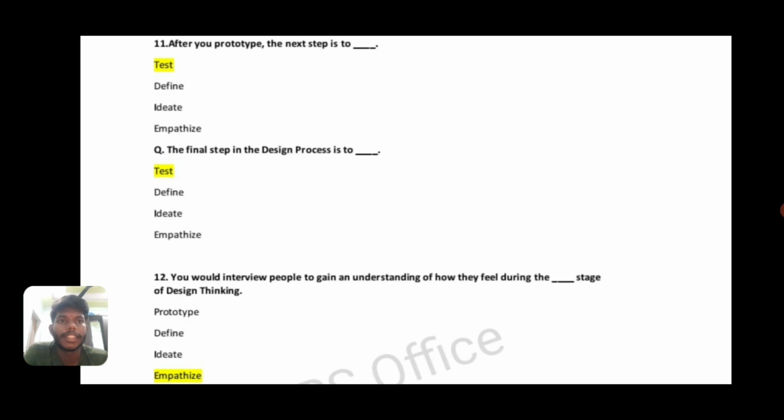After you prototype, the next step is to test, define, ideate, empathize. The answer is test. The final step in the design process is to test, define, ideate, empathize. The option is test. You would interview people to gain an understanding of how they feel during the dash stage of design thinking. Prototype, define, ideate, empathize. The answer is empathize. Thank you.